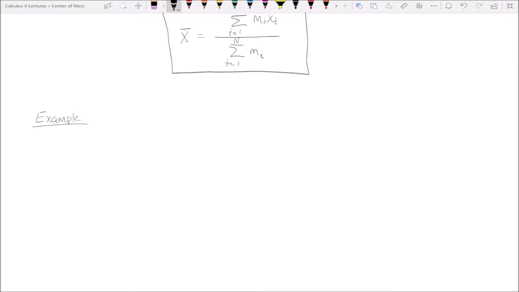As an example, we're going to consider masses. M1 is 30 kilograms, M2 is 5 kilograms, M3 is 10 kilograms, and M4 is 15 kilograms. They are located at x1 equals -2 meters, x2 equals 3 meters, x3 equals 6 meters, and x4 equals -3 meters.